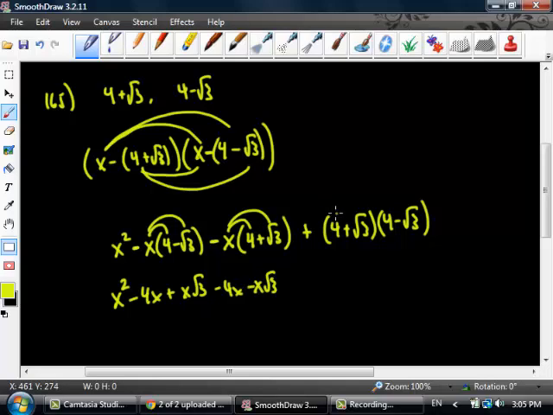And then I'm going to multiply some conjugates. 16 minus 3. And that's 13. What do you know? The x rad 3's get out of there. You end up with x squared minus 8x plus 13 equals 0. And you're done.